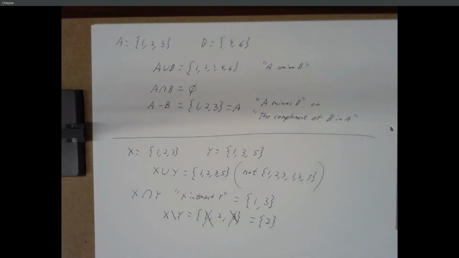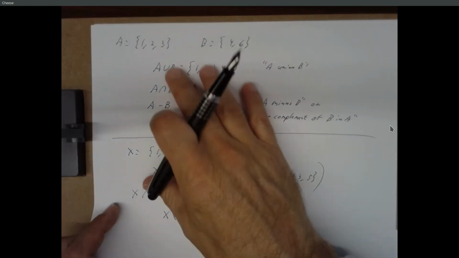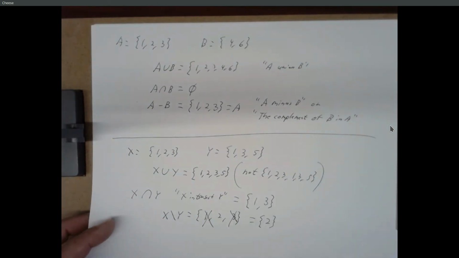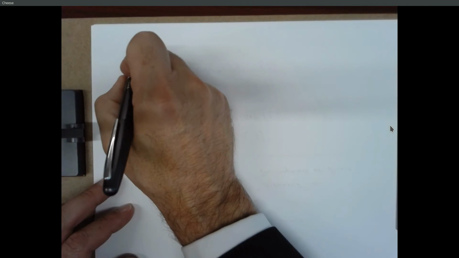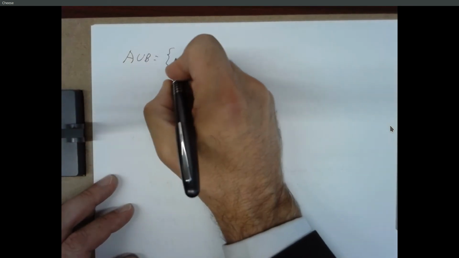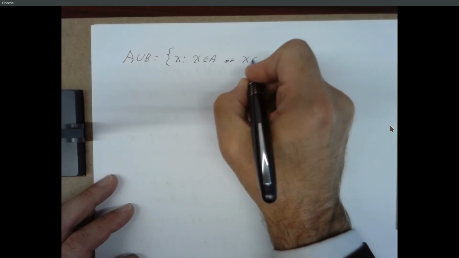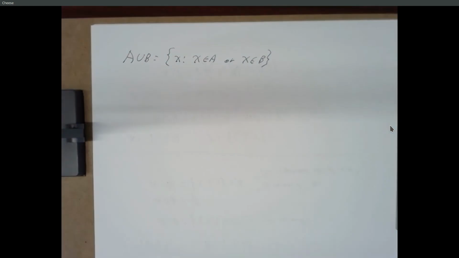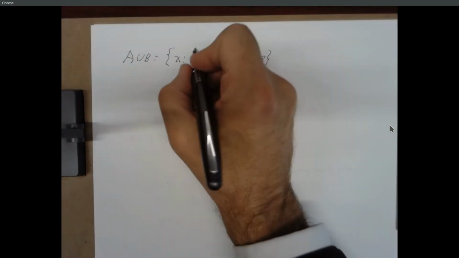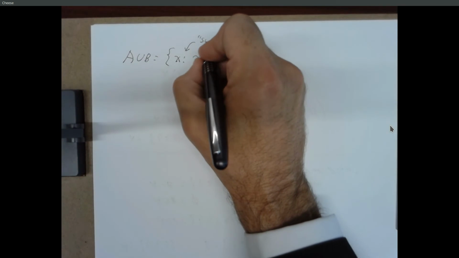So those are our three fundamental set operations: union, intersection, and complement, or subtraction. And from examples, it's usually pretty clear what's going on, and we can generalize that. But let's write this formally. A union B equals the set of all elements x such that x is in A or x is in B. And remember, this colon or this vertical pipe reads as such that.